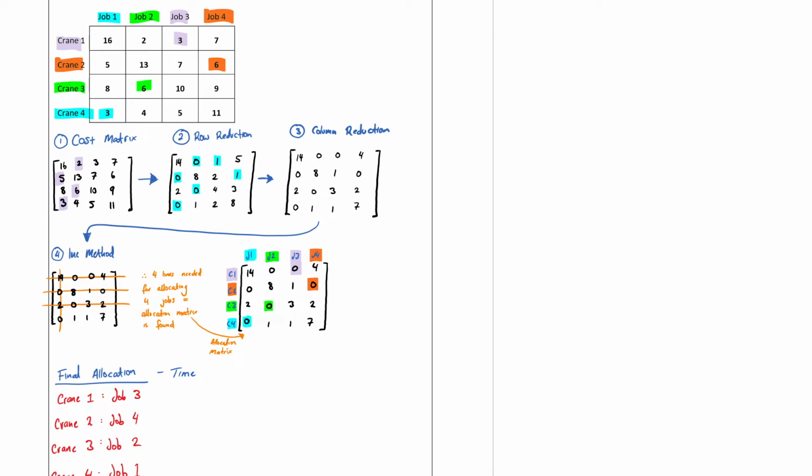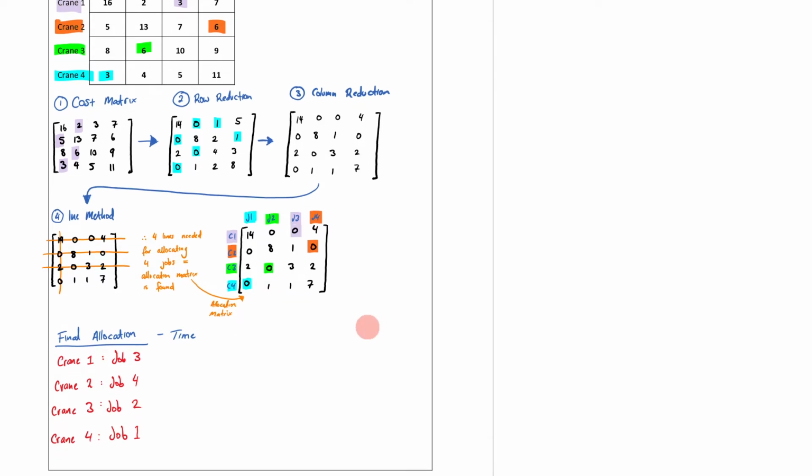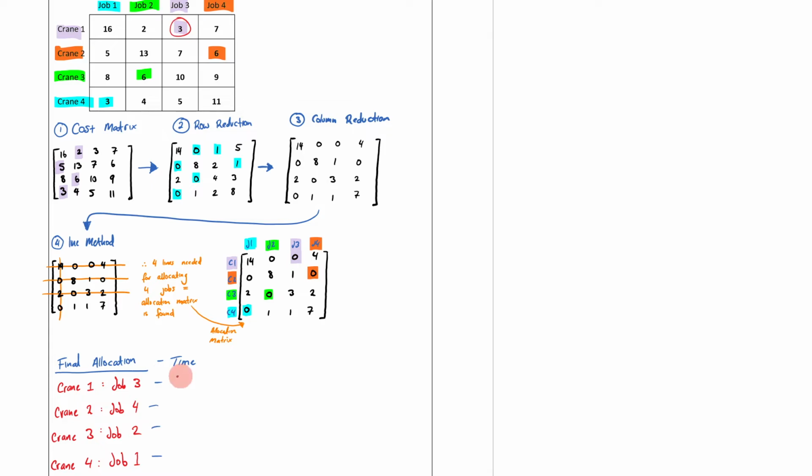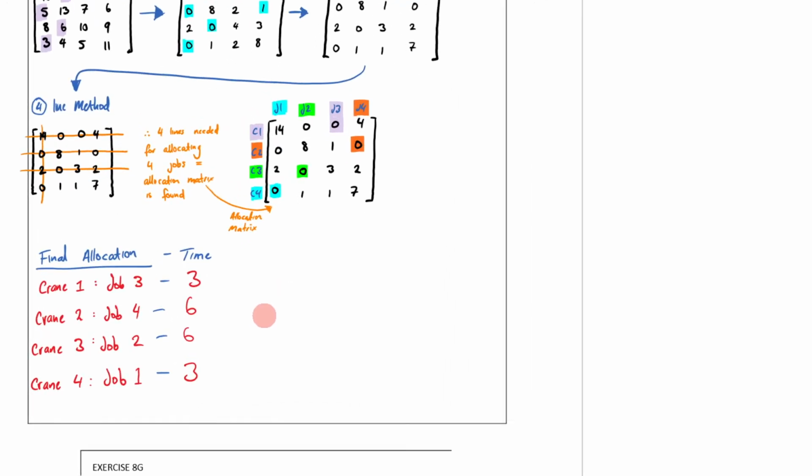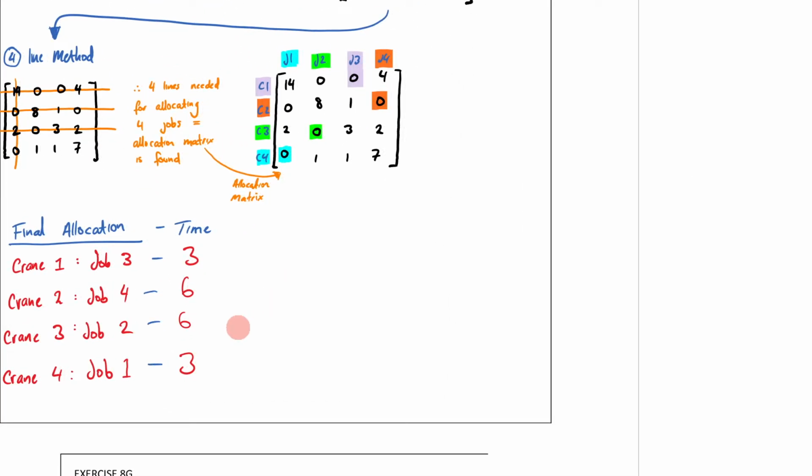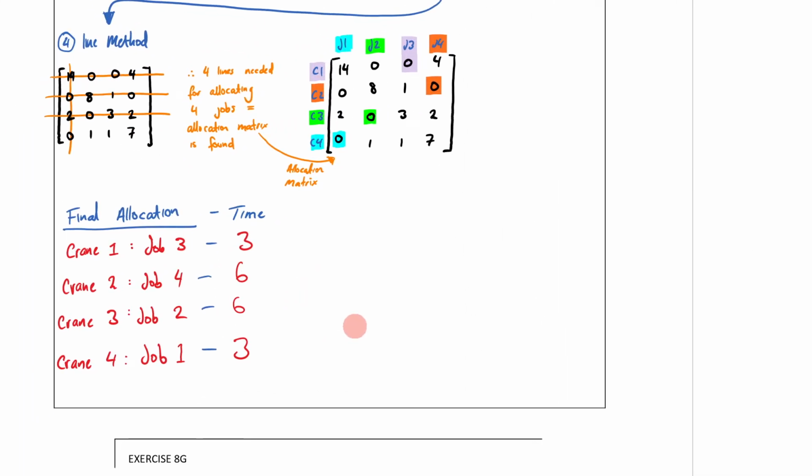Okay, here we go. All right, so now I can write these all down. I'll do them in red. So crane 1 is taking 3 hours. Crane 2 is taking 6 hours. Crane 3 is taking 6 hours. And crane 4 is taking 3 hours. So we can write down hours here, just so we all know that this is the amount of hours.